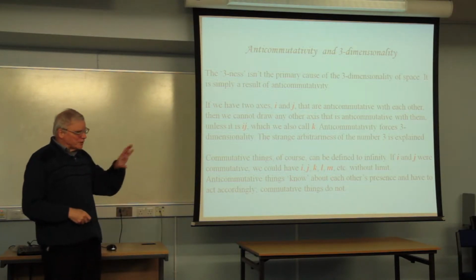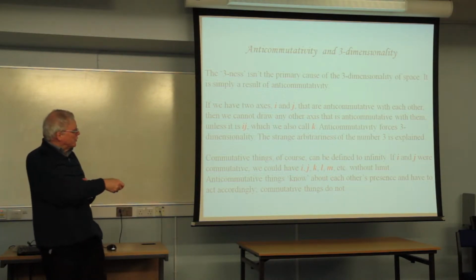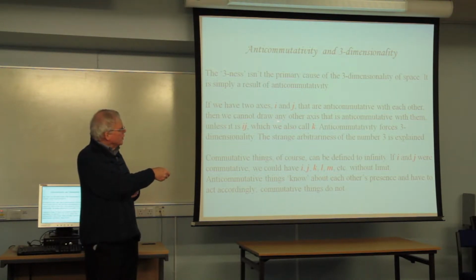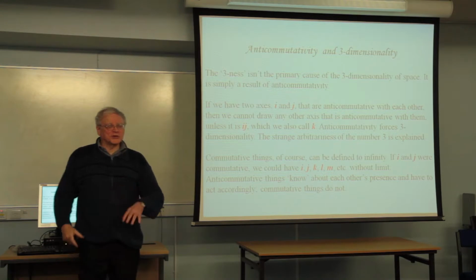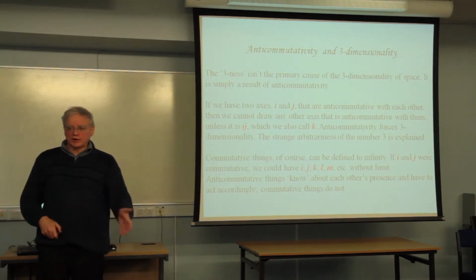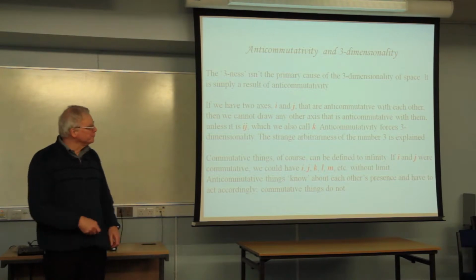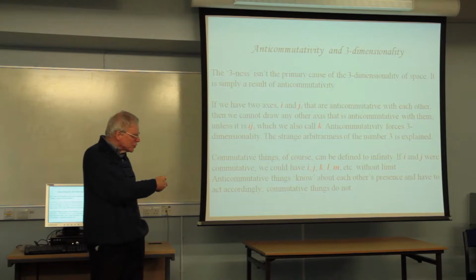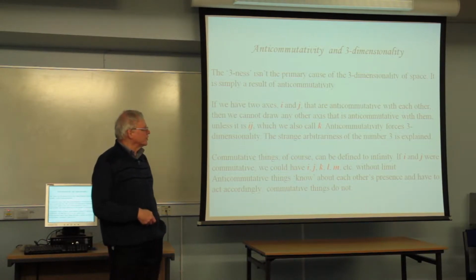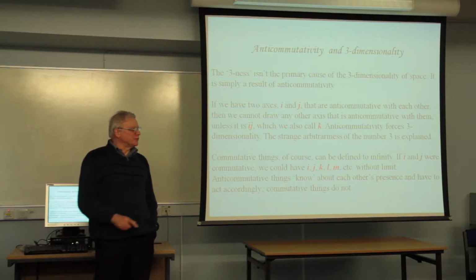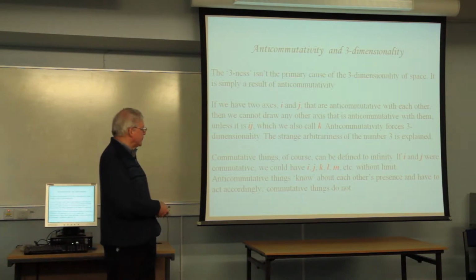So if we forget about the anti-associative bit for the moment, if we have 2 axes i and j that are anti-commutative with each other, then we can't draw any other axis that's anti-commutative with them, unless it's i times j. It's the only other axis that will be anti-commutative with them. And we also call that k. So anti-commutativity forces three-dimensionality. And so that's why this strange arbitrary concept of three-dimensionality exists.